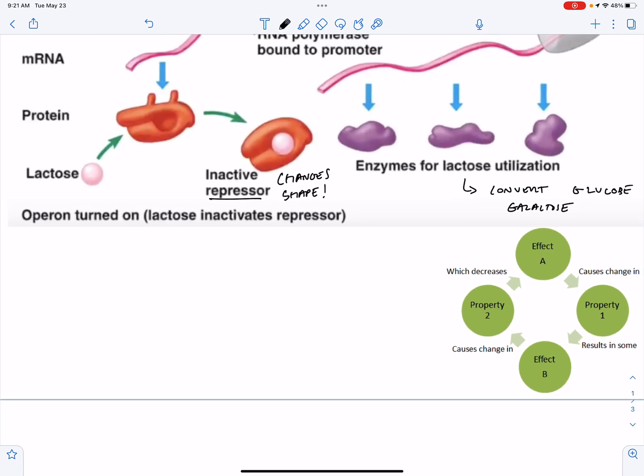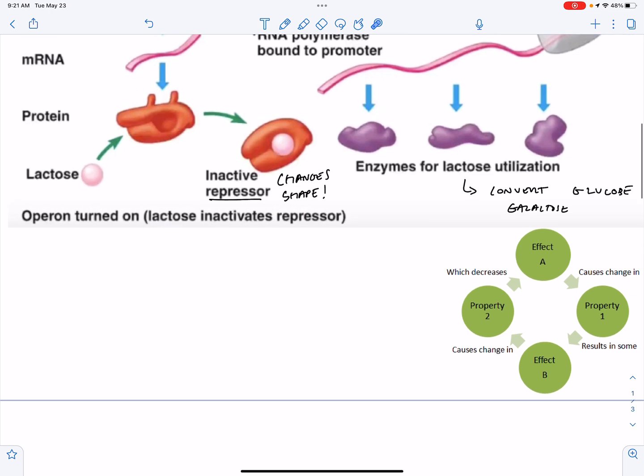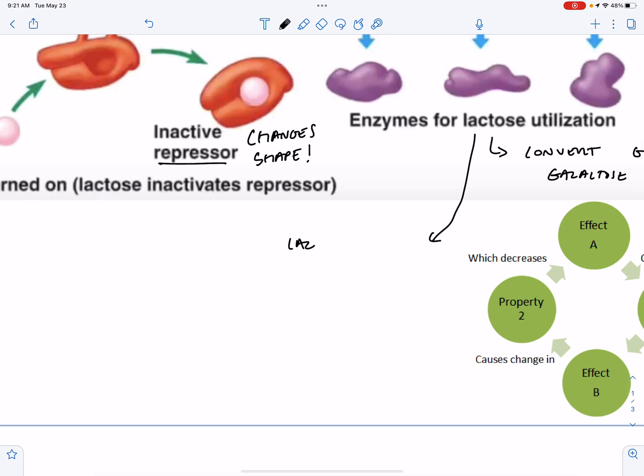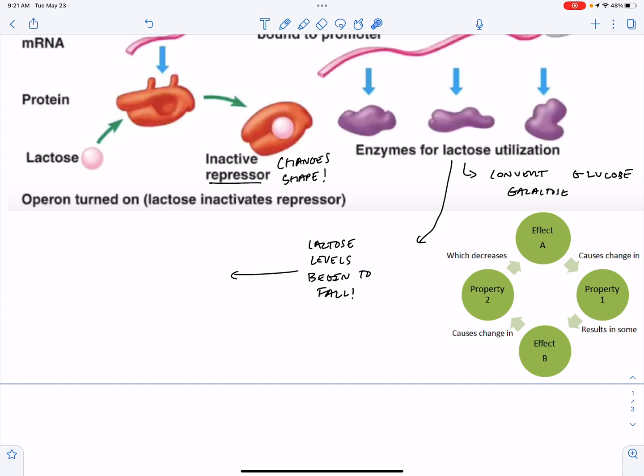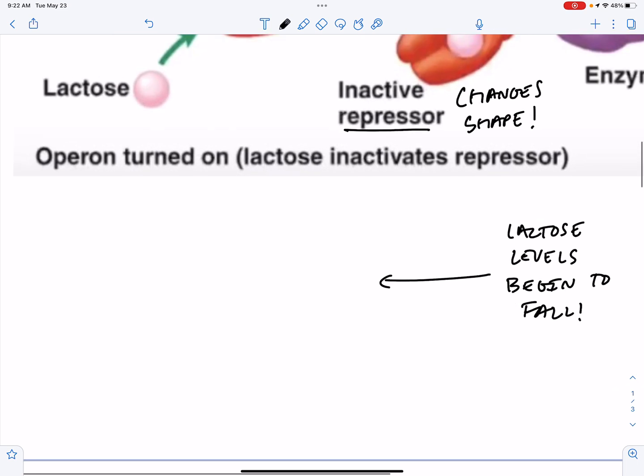Okay, so let's examine the system. When these genes are transcribed and the proteins are translated, what happens to lactose levels? Well, we now have the proteins to break lactose down. So lactose levels, which are initially high, begin to fall. And lactose levels continue to fall because we have the enzymes that are chopping lactose up into glucose and galactose until we get to the situation where lactose is gone. It's all been digested.